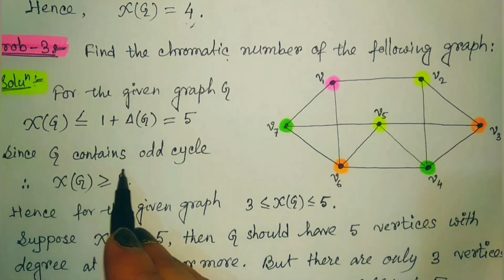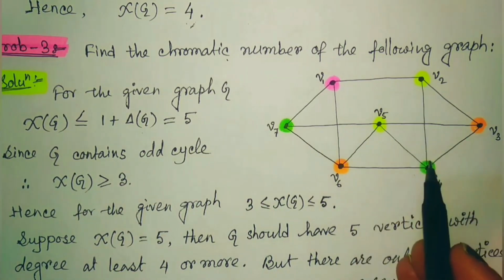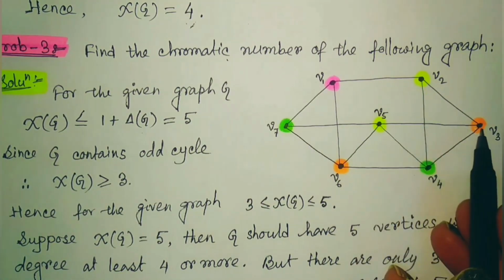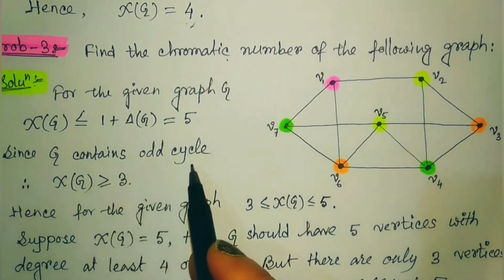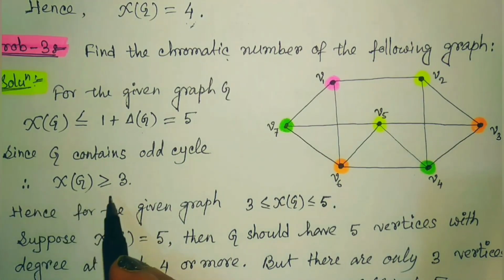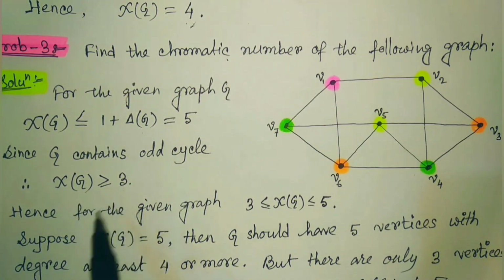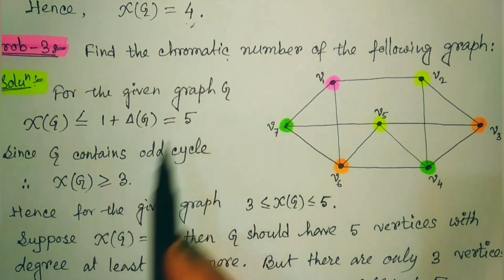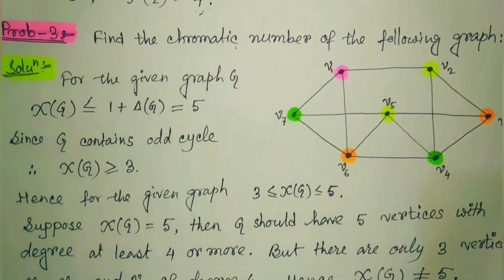Now since G contains an odd cycle, if we consider the triangle V2, V3, V4, then this creates an odd cycle. That means the graph contains an odd cycle. If any graph contains an odd cycle, then we require a minimum of 3 colors, so the chromatic number is greater than or equal to 3. That means the chromatic number lies between 3 and 5. So it may be either 3 or 4 or 5. Now we should inspect whether the chromatic number is 3, 4, or 5.